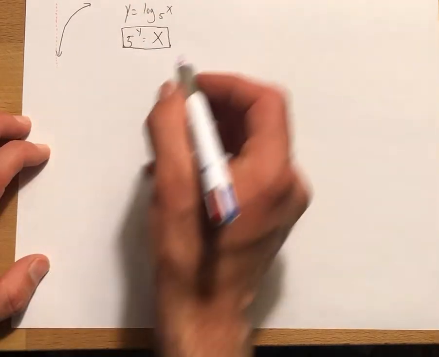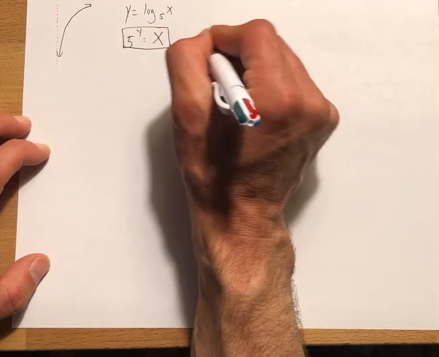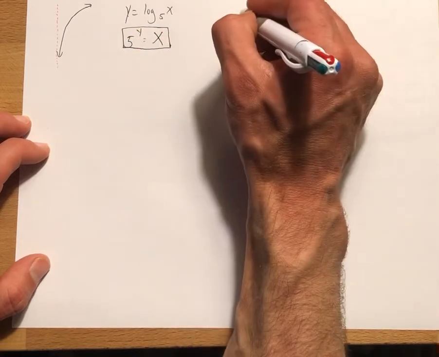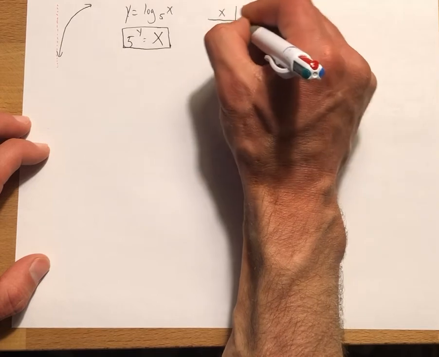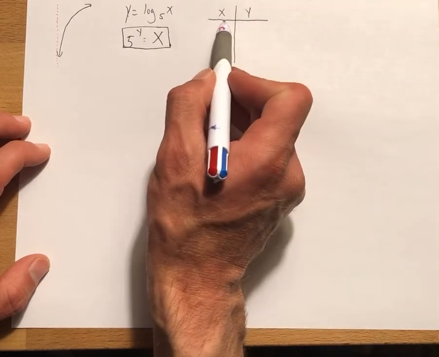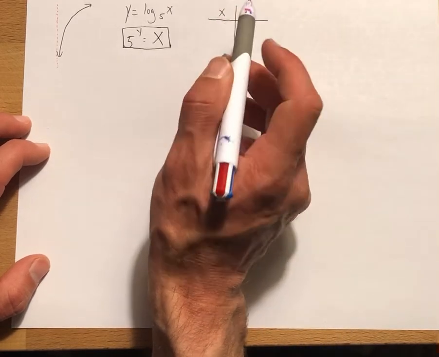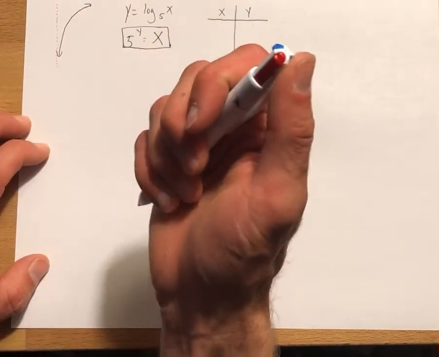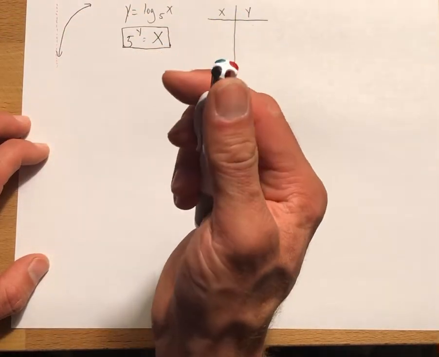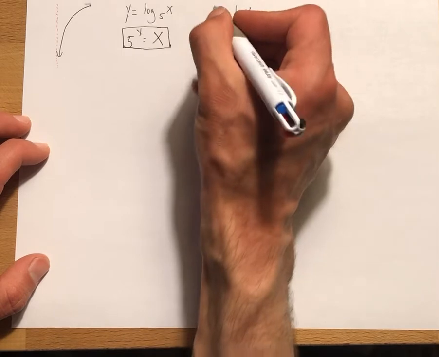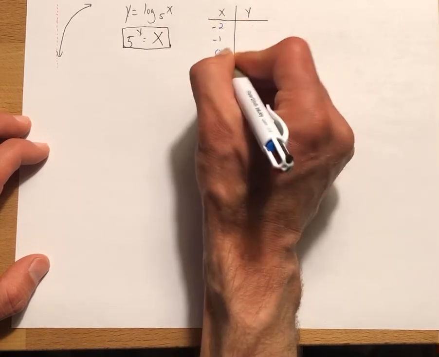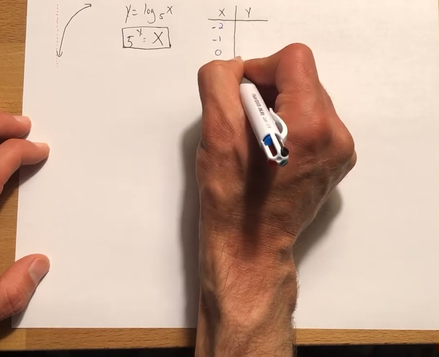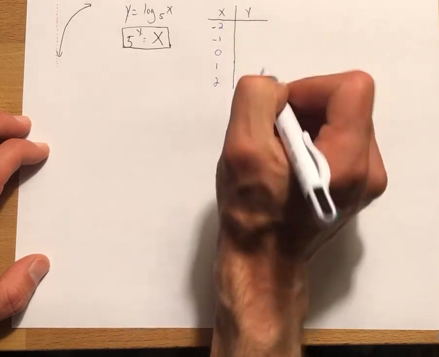So then just to give you a little insight of how this is graphed, I'm going to create a table. Normally we would do x values and figure out the y, but logs are backwards. We are going to do the y value first because y is an exponent. So let's start off with -2. Let's do -1. Let's do 0, 1, and 2 and see where we are on this chart.